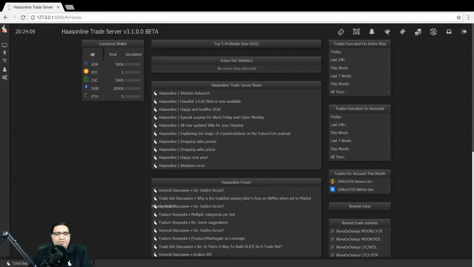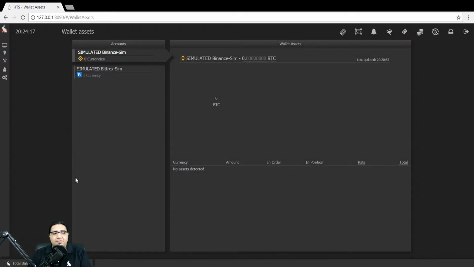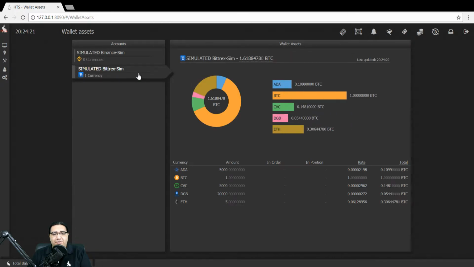Alright, so once you've logged into the HCS platform, what you're going to want to do is hover over the left-hand side and under Personal, click Wallet Assets. From here, you'll see your accounts listed, and if you hover, you'll get a preview of the wallet, but if you click, it'll stick. Now, what you'll notice is there's quite a bit of information displayed on the exchange's wallet, so let's go ahead and break it down piece by piece.